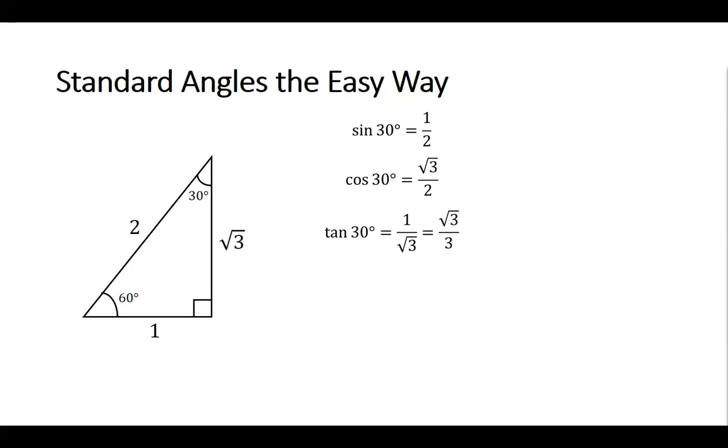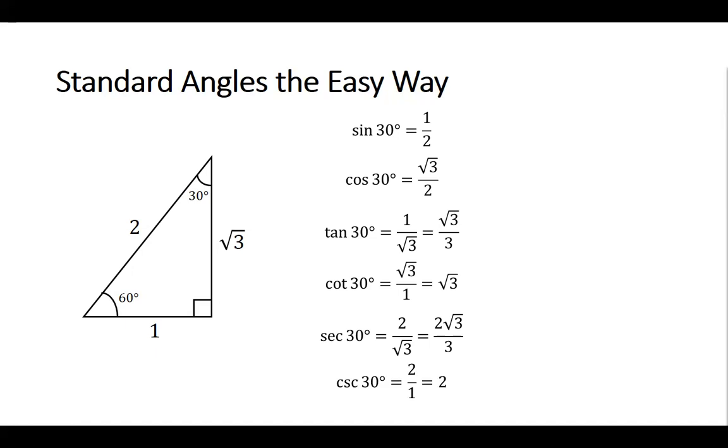Tangent of 30 degrees, opposite over adjacent, right? 1 over the square root of 3, which rationalized gives me the square root of 3 over 3. Cotangent, square root of 3 over 1, square root of 3. Secant, 2 over the square root of 3, which rationalized is 2 square roots of 3 over 3. And then cosecant, 2 over 1 or 2. So that's not too bad.